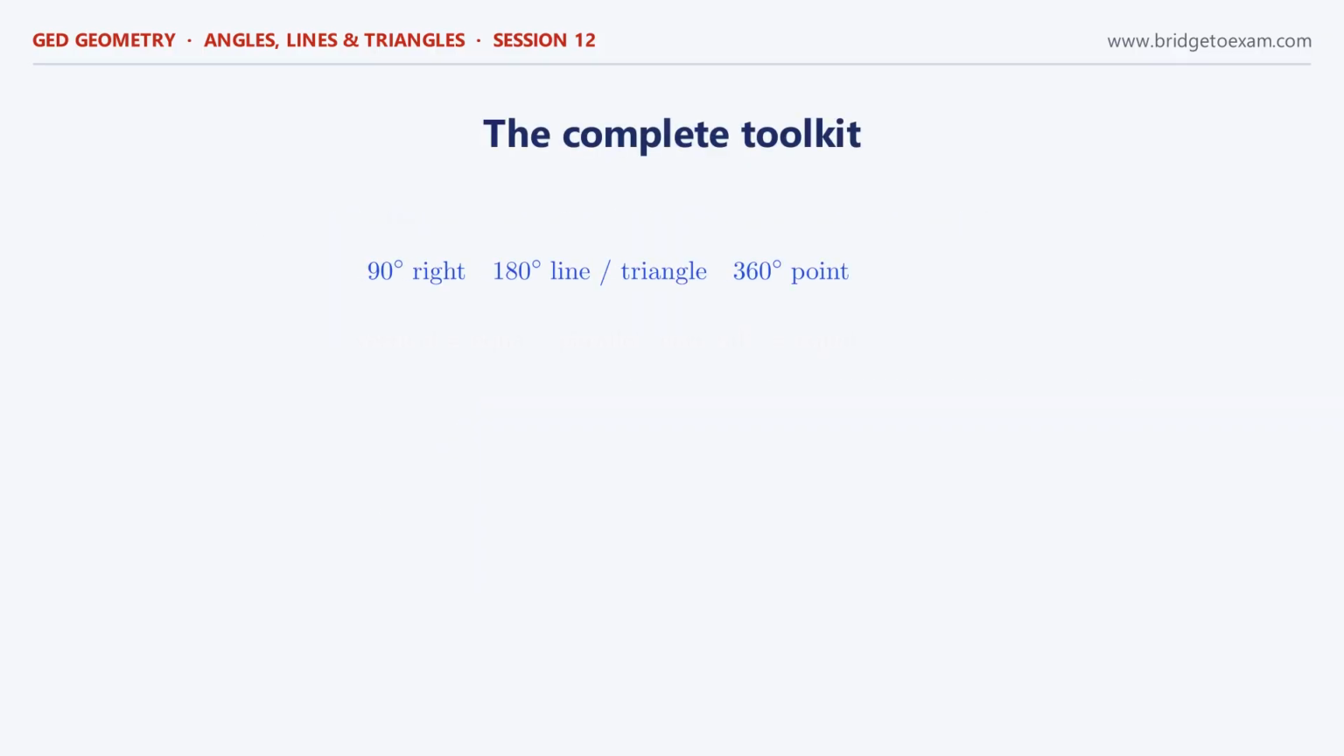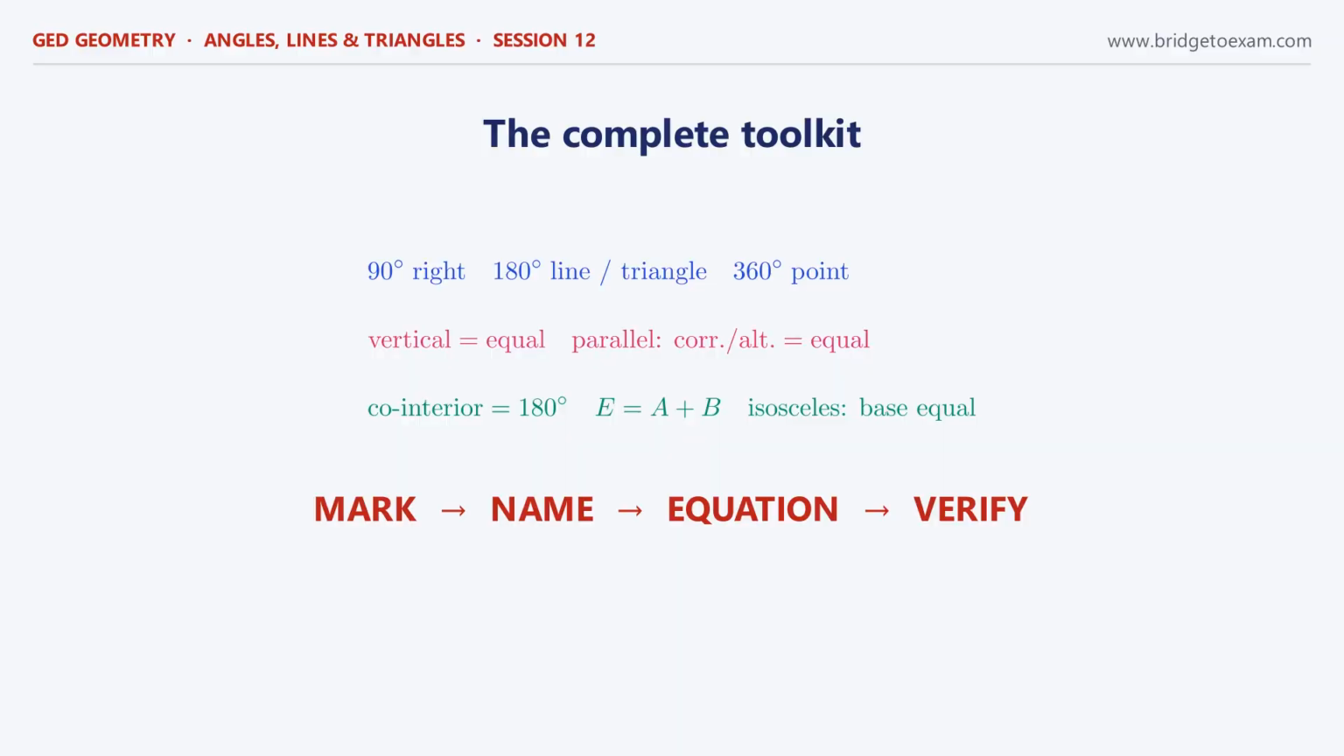Let's recap the whole toolkit one final time. 90 for a right angle, 180 for a straight line or a triangle, 360 around a point. Vertical angles equal. Parallel lines give equal corresponding and alternate angles, and co-interior angles that make 180. Exterior angle equals the 2 remote interiors. Isosceles base angles are equal. And always, mark, name, write one equation, and verify.